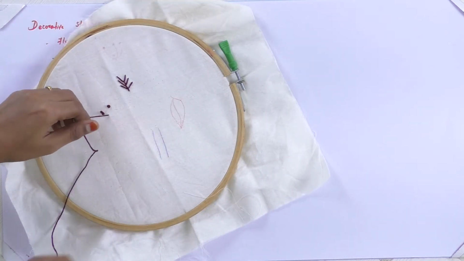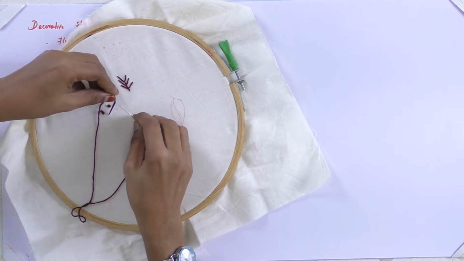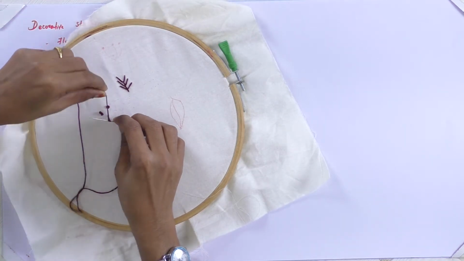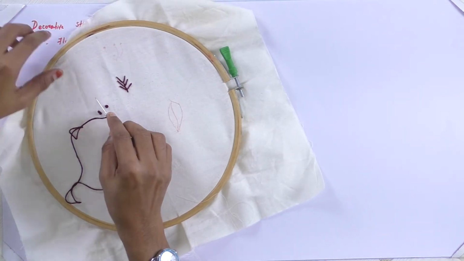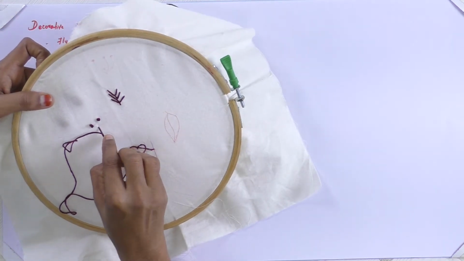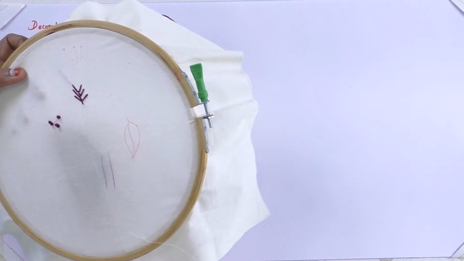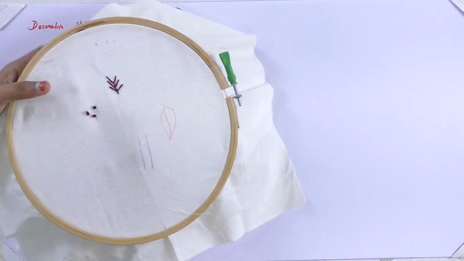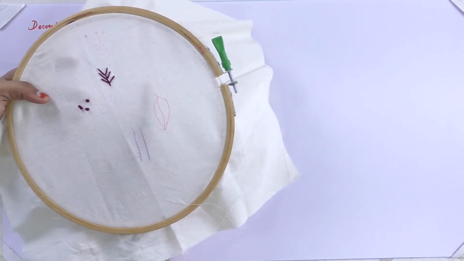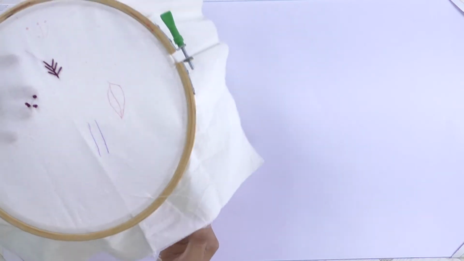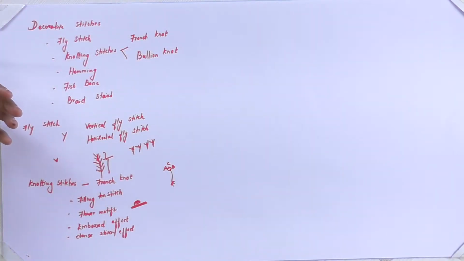You have brought the face side. You are going to wrap thrice, hold it in place, pierce it near to A and pull it. See, we got it exactly. This is what your French knot stitch is. And coming to the next stitch, Boolean knot.